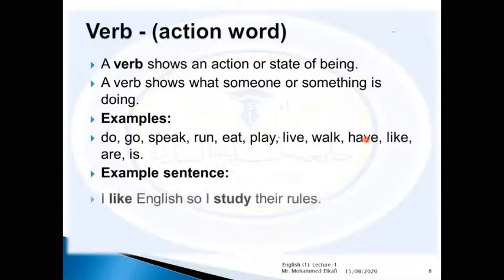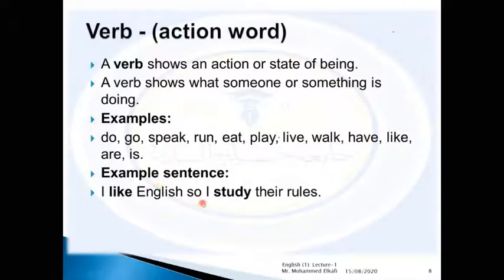Example sentence: I like English, so I study their rules. Here, like is a verb. It tells us about action or state of being. I like English. So it tells about something, okay? It's a verb. So I study. Study is also another verb, okay?